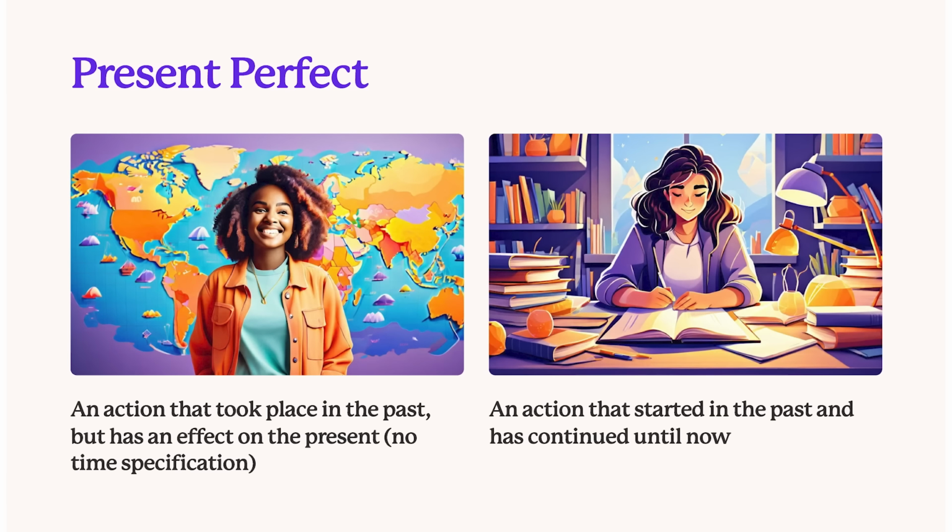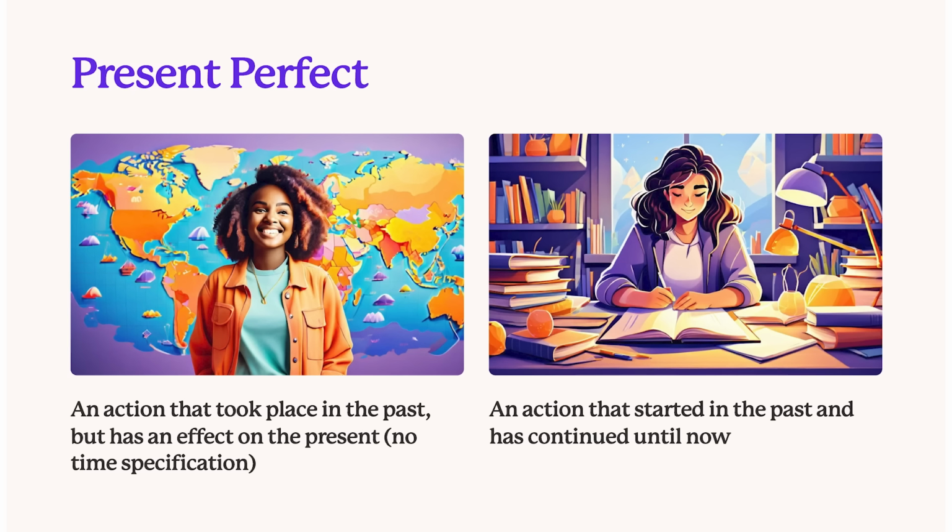We usually use it in two situations. 1. An action that took place in the past, but has an effect on the present. No time specification, so we don't specify when it took place. 2. An action that started in the past and has continued until now. Let's begin with the first case. An action that took place in the past, but has an effect on the present. No time specification. It can be our experience.